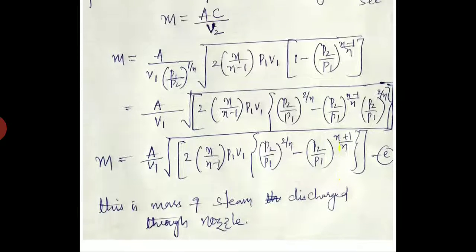This equation says we can calculate the mass of steam discharged through the nozzle. So this is how we can calculate the mass of steam discharged through the nozzle.